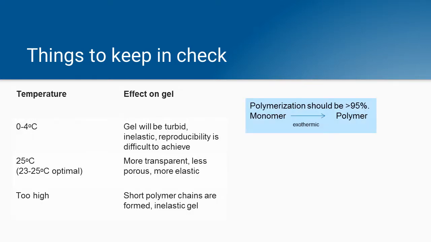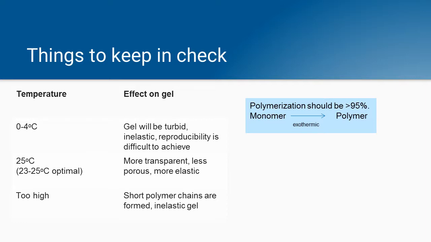Another thing to keep in check is that temperature also affects it. If you are preparing your gel at 0 to 4 degrees, then the gel will be turbid, inelastic, and reproducibility is difficult to achieve, because reproducibility here means the pore size that you are getting. It will be difficult to achieve that pore size at 0 to 4 degrees Celsius for every gel that you prepare. 23 to 25 degrees Celsius is considered optimal, and if you are preparing your gel at 25 degrees Celsius, then your gel will be more transparent, less porous, and more elastic. So this is the optimal temperature.